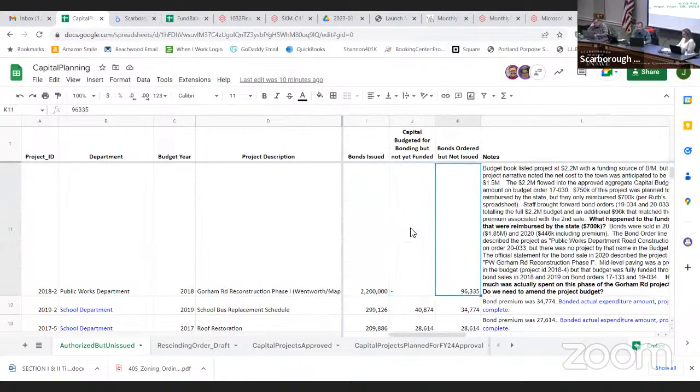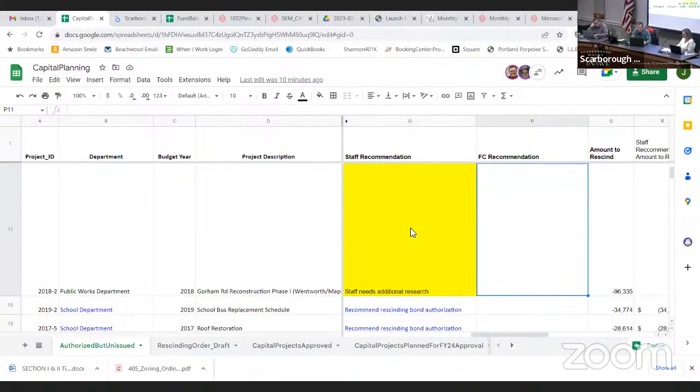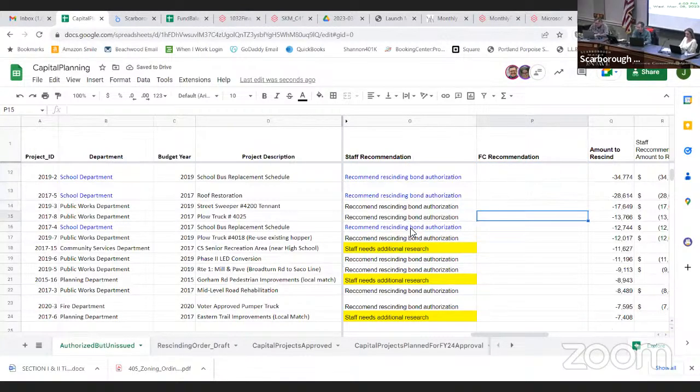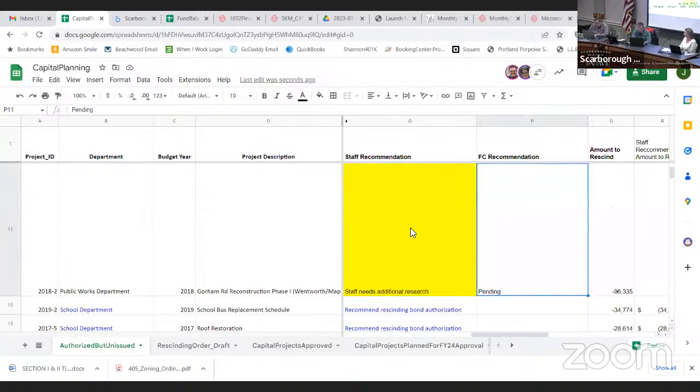So why don't I flag that Gorham Road, and there's several of them, so I'll flag them all as pending. I would like to see that before council on the order, but then allow additional discussion. Tom, you mentioned you're expecting more data from Angela on that, right? Yeah, I don't know what the expected timing is before council.